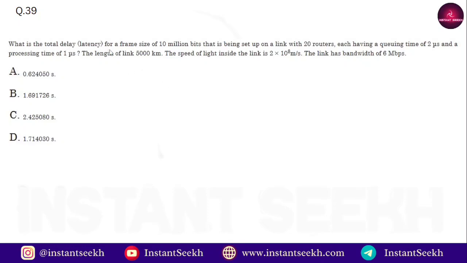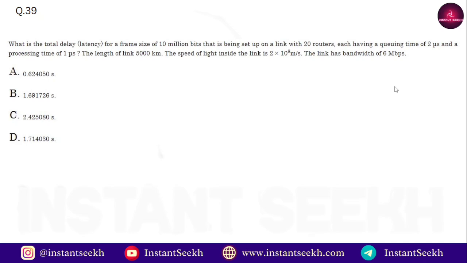What is the total delay latency for a frame size of 10 million bits that is being sent on a link with 20 routers, each having a queuing time of 2 microseconds and a processing time of 1 microsecond. The length of the link is 500 kilometers. The speed of light inside the link is 2 into 10 raised to 8 meters per second, and the link bandwidth is 6 Mbps. We need to calculate the total delay or latency for a frame size of 10 million bits.